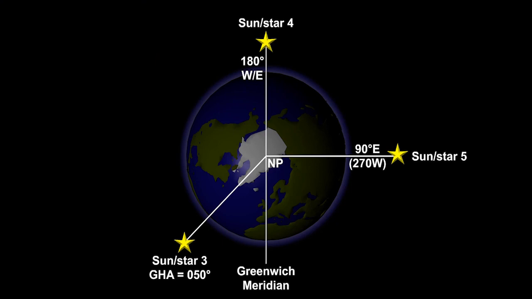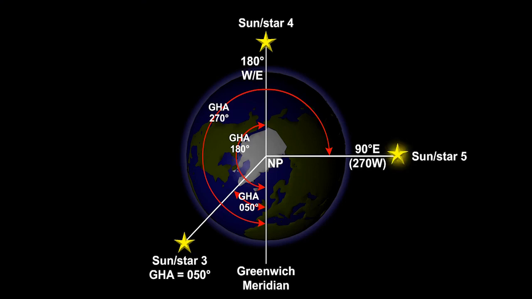Here we see the Greenwich meridian being used as the datum. Position 3 has a Greenwich hour angle of 050, which corresponds to longitude 50 west. Position 4 has a Greenwich hour angle of 180, which corresponds to the Greenwich anti-meridian. And position 5 has a Greenwich hour angle of 270, which corresponds to longitude 90 east. Note that it is not necessary to say 270 west.